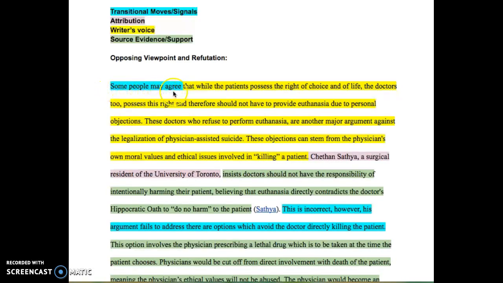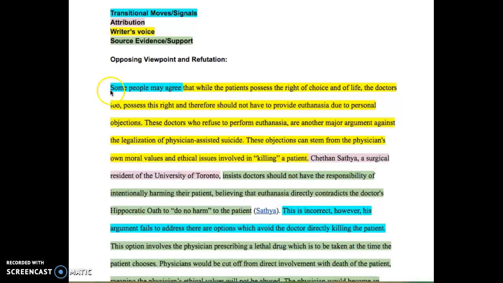Some people may agree that while the patients possess the right of choice and of life, the doctors too possess the right, and therefore should not have to provide euthanasia due to personal objections. These doctors who refuse to perform euthanasia are another major argument against the legalization of physician-assisted suicide. The objections can stem from the physician's own moral values and ethical issues involved in killing a patient.